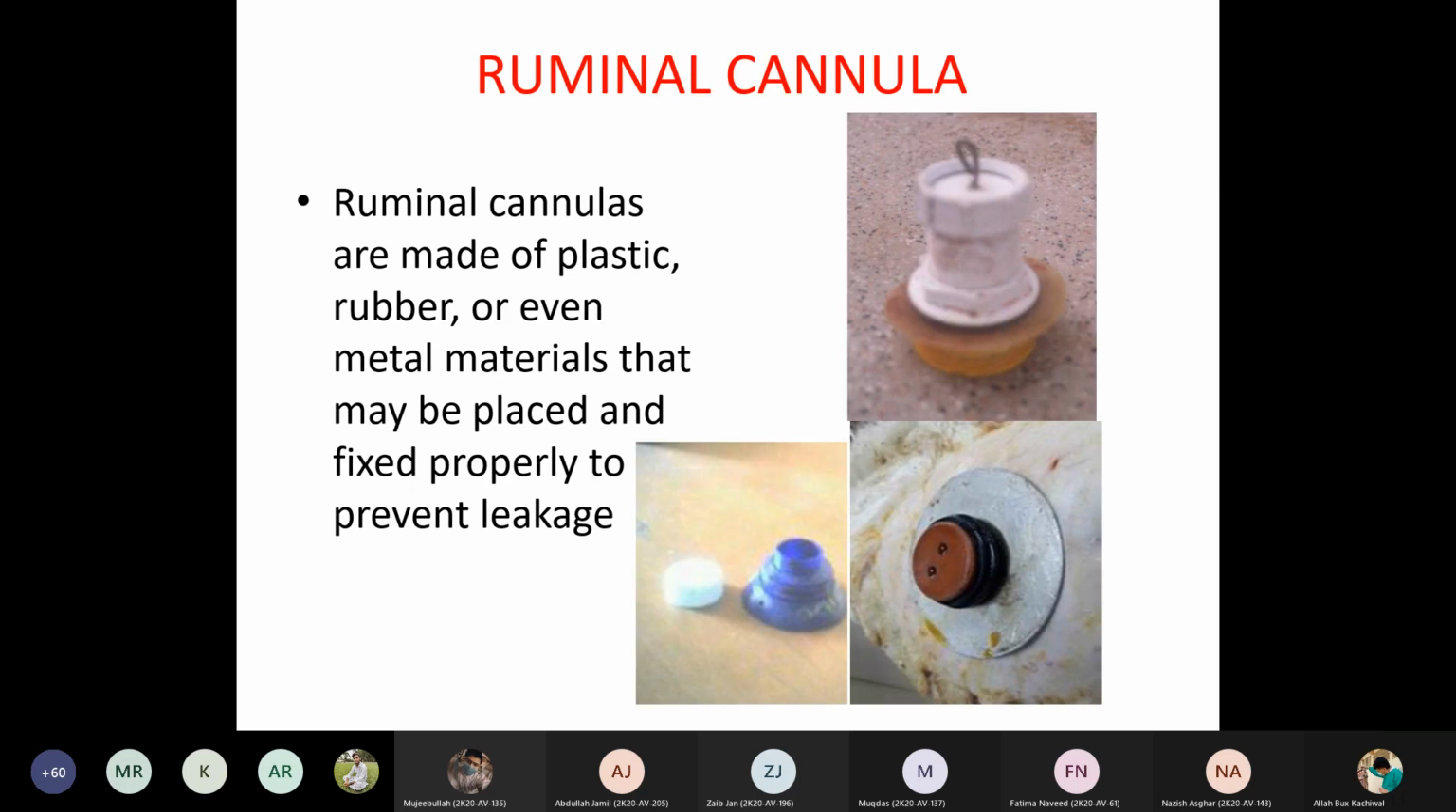So these are the rumen cannulas. The ruminal cannulas are made of plastic, rubber, or even metal materials that may be placed and fixed properly to prevent leakage. This is one of the requirements. There shouldn't be any leakage whenever you are applying the fistula or cannula in the rumen.